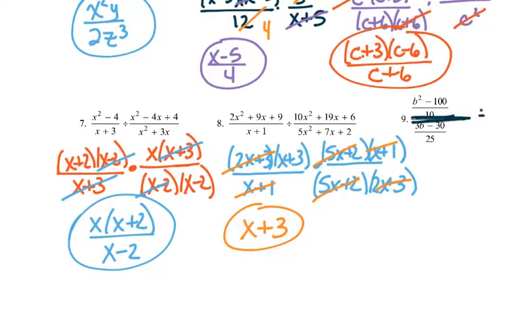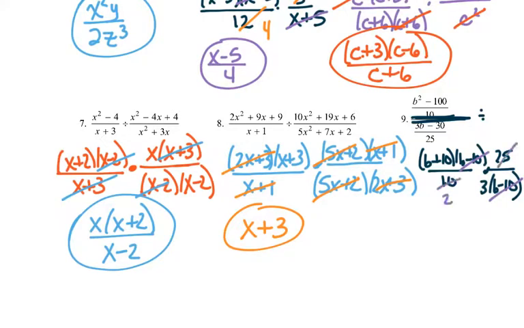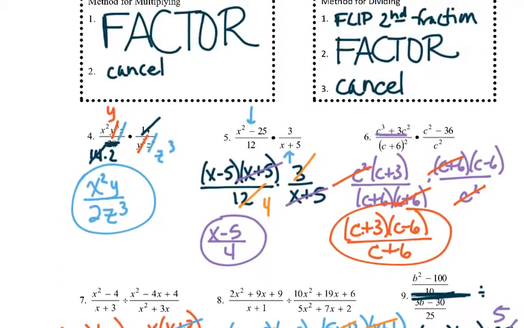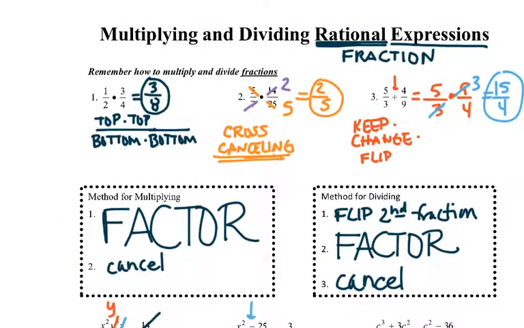Last one, number 9, is what we call a complex fraction, a fraction inside a fraction. So remember that a fraction bar just means divide. So this is b plus 10, b minus 10 over 10, times 25 over 3 times b minus 10. B minus 10's cancel. 5 goes into 10 and 25. So I'm going to get 5 times b plus 10 over 6. And again, I could distribute the 5 or leave it. So these are just very basic examples of multiplying and dividing rational expressions.